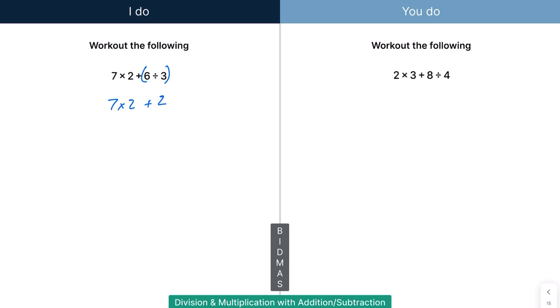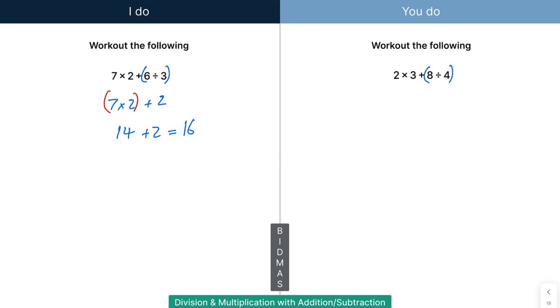So we know that we're going to multiply. I'll use a different color here. We're going to multiply before we add. So 7 times 2 becomes 14 plus 2, which is 16. Okay, and just to recap that, we first divided, then we multiplied, and then we did the addition. So again, hopefully you pressed pause and had a go at this.